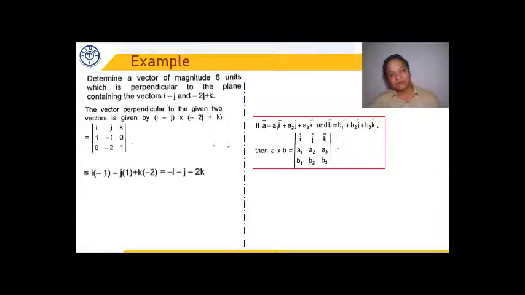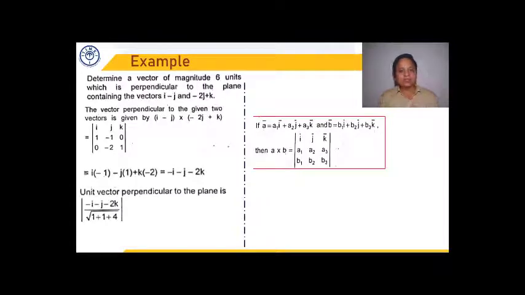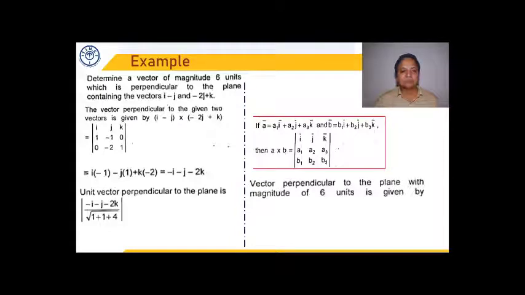We have to find a vector of magnitude 6 units. So the unit vector perpendicular to the plane is obtained by dividing this vector by its modulus. So minus i minus j minus 2k divided by the square root of minus 1 square is 1, plus minus 1 square is 1, plus minus 2 square is 4. So we divide by root 6. So we get a unit vector perpendicular to the given plane as minus i minus j minus 2k upon root 6.